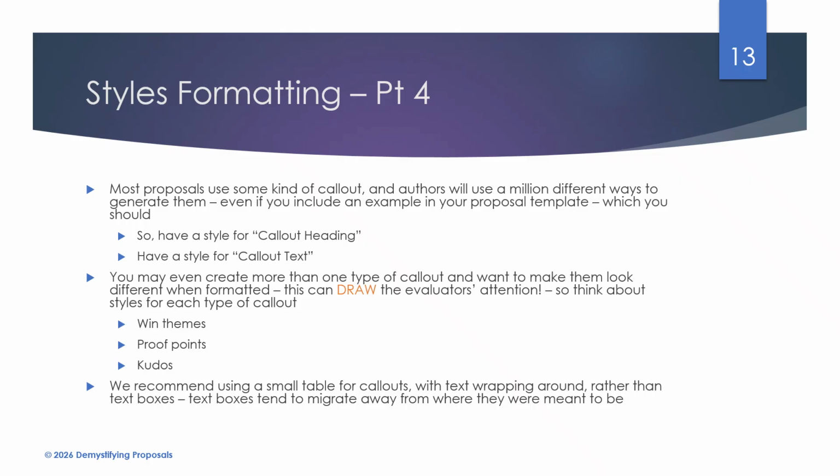We recommend using a small table for callouts as opposed to a text box, because text boxes tend to migrate away from where they were meant to be as you do your formatting. Whereas if you use a table, usually it's 2 rows, the callout heading is 1 row, and the callout text is the 2nd row, or the callout bullets is the 2nd row. And that way, if you make the text wrap around it and put it on the right margin, sometimes maybe you want to put it on the left margin or vary back and forth within your proposal if you have a lot of callout boxes. It's just an easy way to do a callout rather than using text boxes, because like I said, text boxes tend to migrate, whereas a table usually won't.